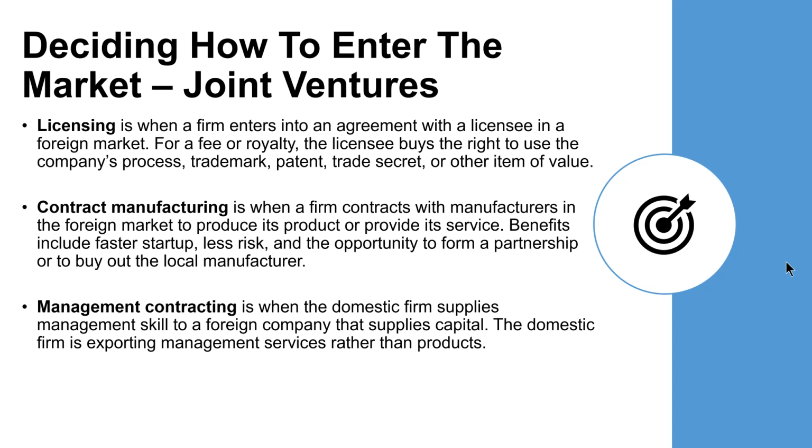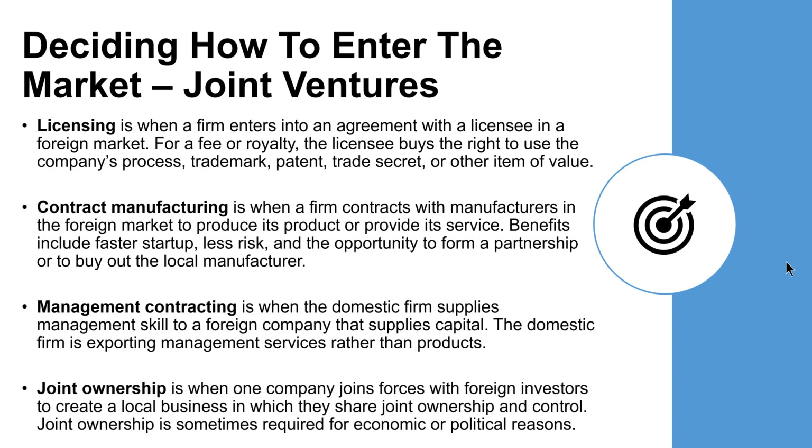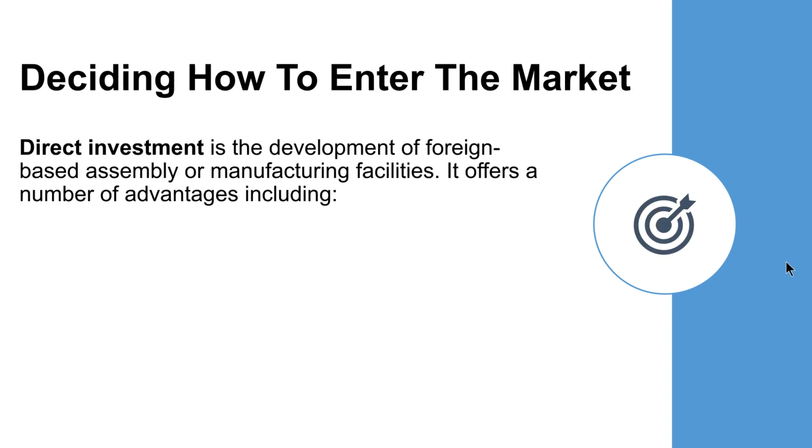There is management contracting. This is where domestic firms supply management skills. So again, this is a good way if you trust another company to do your marketing, or hire and manage your local staff. That would be great. And then there's also joint ownership. This is when both you and the person that you're contracting with on the other side, for example, here in Australia, your roaster, are both owners in the business, so you both have skin in the game.